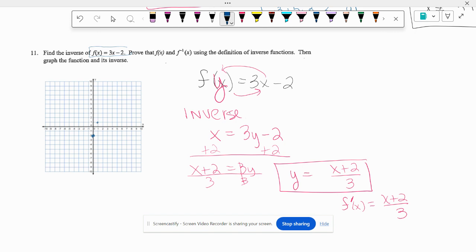Slope of 3. Up 3 over 1. Up 3 over 1. Up 3 over 1. I could also go down 3 and to the left one. So this is f of x.